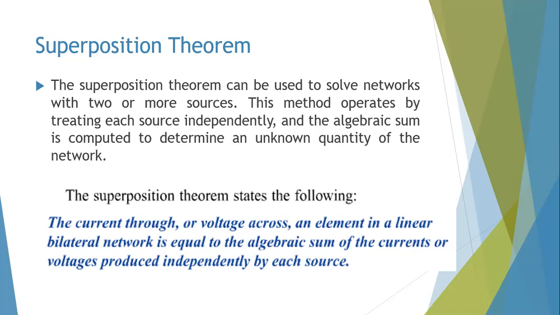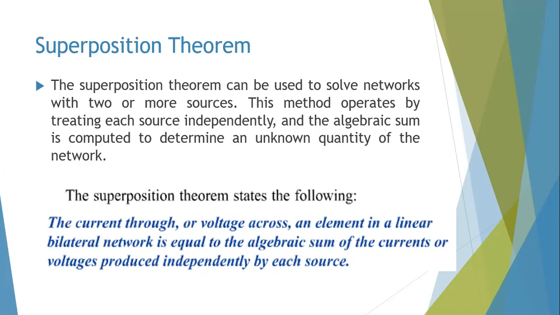If you read what's written here, the superposition theorem can be used to solve networks with two or more sources. This method operates by treating each source independently. We'll see how we can actually do that. If you have a circuit with three sources, how can we consider the circuit with only one source at a time? We're going to look at this in more depth in a few minutes. You can treat each source independently, and the algebraic sum is computed by determining an unknown quantity of the network. The superposition theorem states the following.